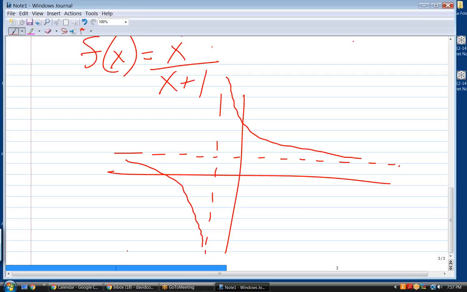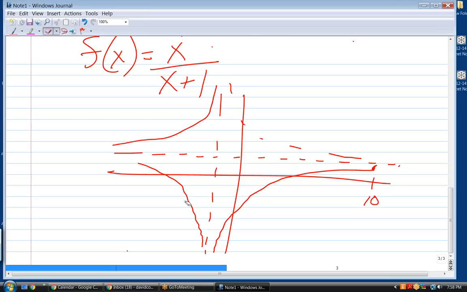Oh, and I may have drawn it wrong. I may have put it in the wrong quadrant. I did. Notice that when I make x equal 10, where's my point? When I go out to x equal 10, what is f of x? 10 over 11. Which is below that line, right? Right. That means my curves are in the wrong quadrants. I should have drawn my curves like this. That one and this one. And erase that one and that one.